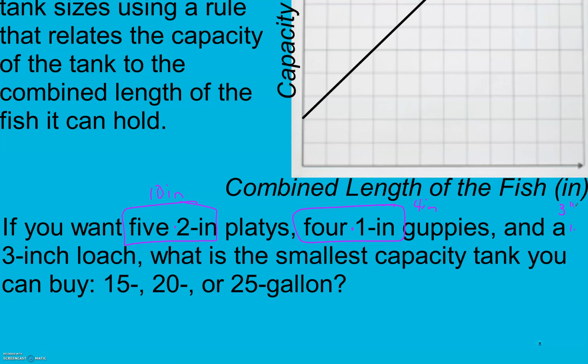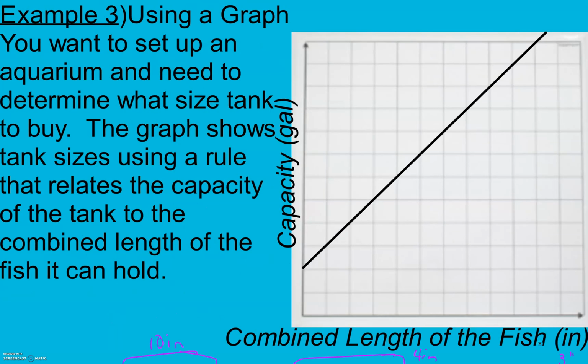And to find our combined length, we add those up. So we have 10 inches worth of platies, and 4 inches of guppies, and 3 inches of a loach, which gives us 17 total inches. So our combined length of fish is going to be 17 inches. But if we look here, 17 doesn't fit on our graph. We have 1, 2, 3, 4, 5, 6. Okay, so we're not going to get to 17. So we've got to figure out what our pattern is.